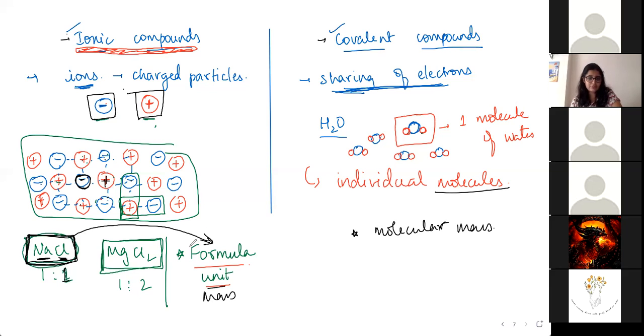But what do you mean by formula unit mass and molecular mass? Like, दो अलग-अलग words क्यों है? Do you understand that part? Yes, ma'am.